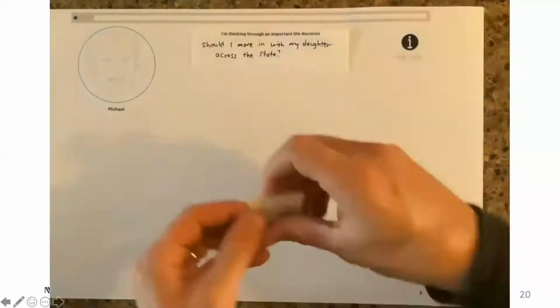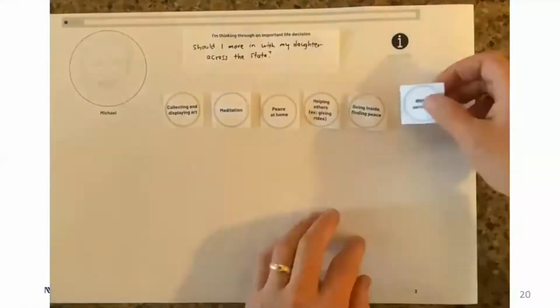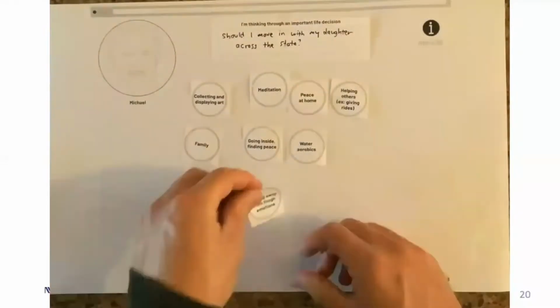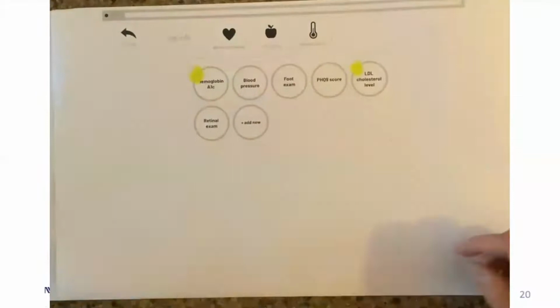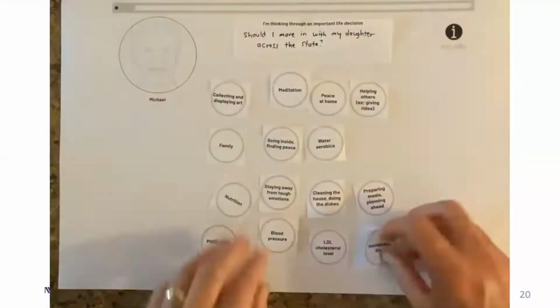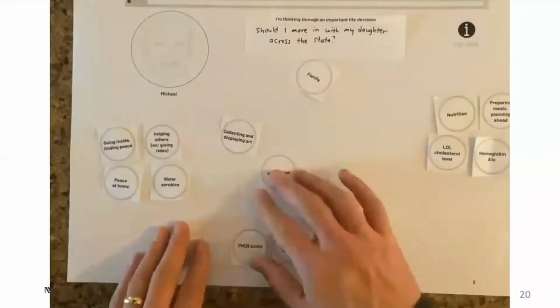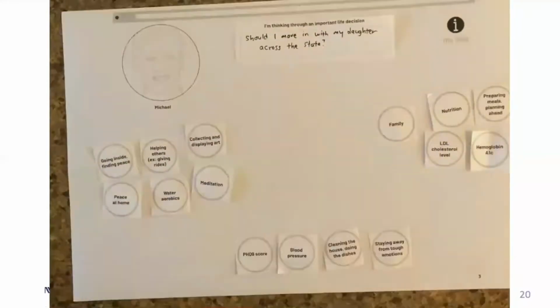daughter across the state. And then the facilitator guides the participant through the process of choosing values, self-care duties, and health status indicators that are related to that conversation topic. For example, this participant chose family, preparing meals at home, peace at home, and many other items as related to their big life decision. The facilitator added each selected item to the shared canvas, and then probed deeper to understand how those items relate to the conversation topic overall.